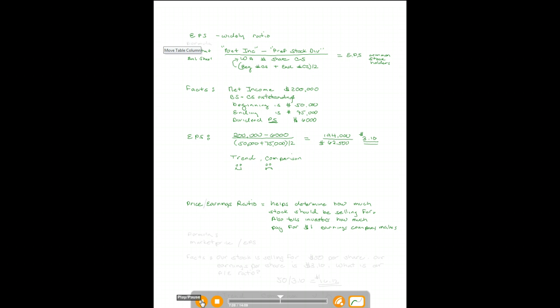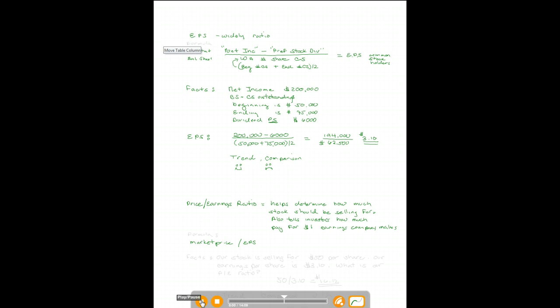Let's get a handle on the formula. The name itself tells you how you calculate it. You take the market price of the stock and divide it by its earnings per share, as we calculated in the last ratio. It seems like you have to calculate a lot of ratios. It's not really true, because earnings per share is printed right on the face of an income statement.